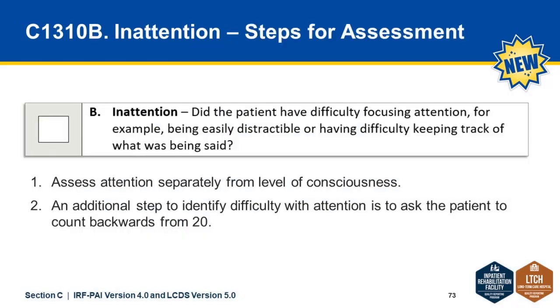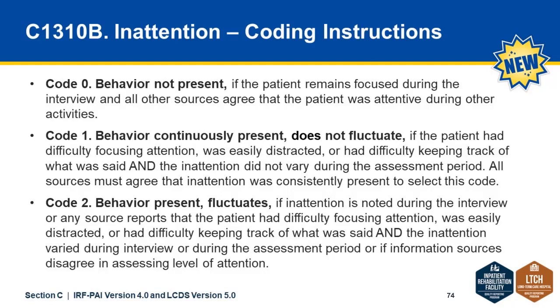Let's look at C1310B, inattention. Did the patient have difficulty focusing attention? For example, being easily distractible or having difficulty keeping track of what was being said? So you're going to, number 1, assess attention separately from level of consciousness. An additional step to identify difficulty with attention is to ask the patient to count backwards from 20. For C1310, response option language is the same for inattention, disorganized thinking, and level of consciousness. However, their meanings are a bit different for each element.